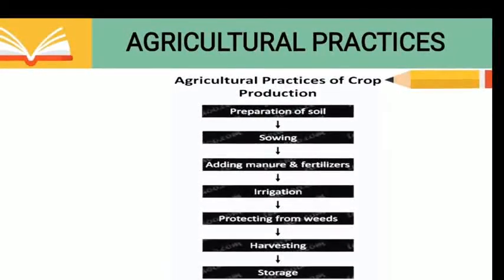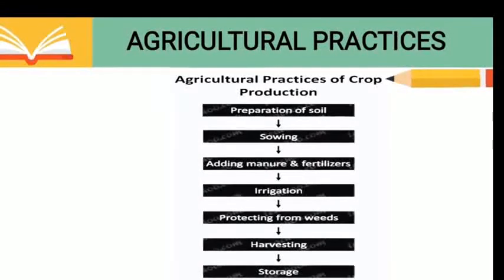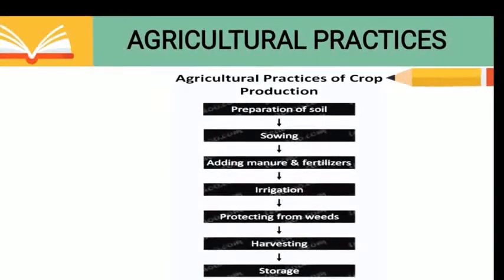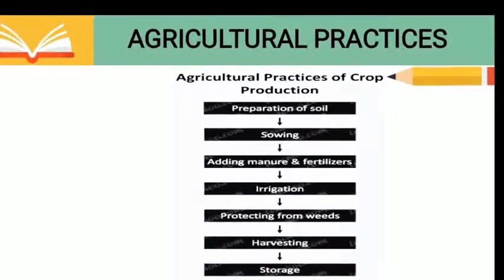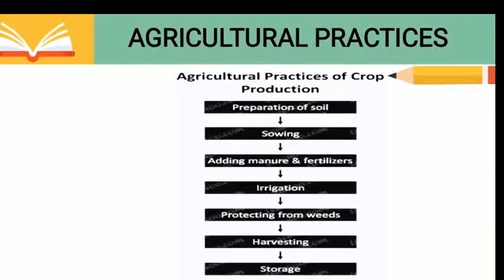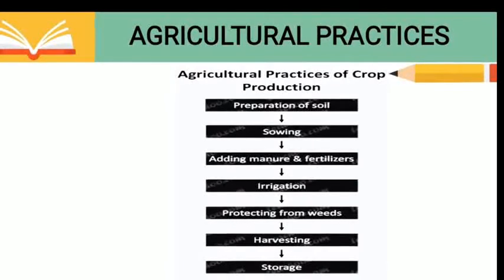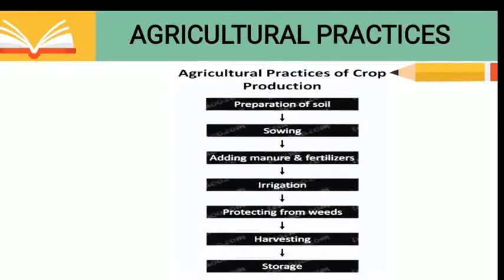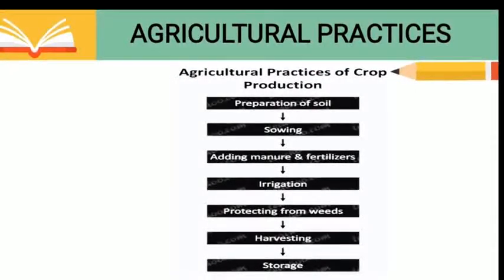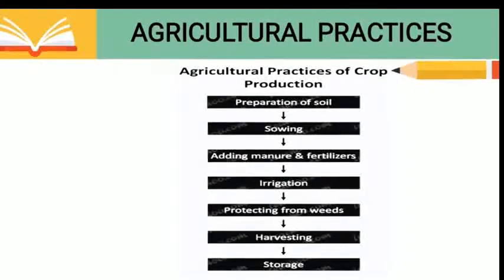Now the first step towards agriculture is given as preparation of soil. Why do we need to prepare the soil? Just as we prepare for exams, the soil also has to be prepared for the sowing of seeds. And how do we do that? Actually it is nothing but plowing.